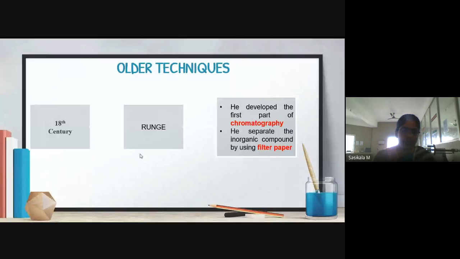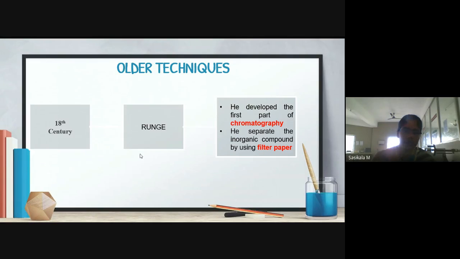So it is easy to remember. If we learn year wise, then you cannot remember all the techniques easily, so I have classified this history part century wise. We saw in the last class that there are three categories of techniques: older, modern and modest techniques.